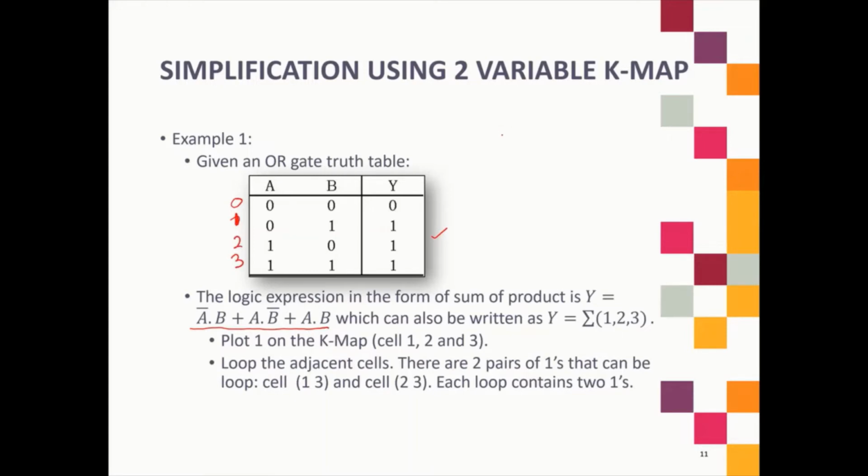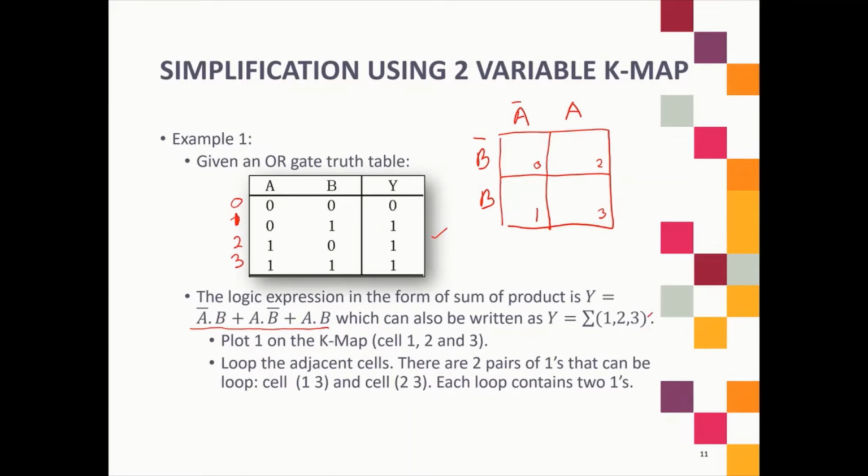Okay. So I draw the K-map here. Because this is a 2 variable K-map, you need to have 4 cells. And then you can put the numbers inside your K-map. So this is cell 0, this is cell 1, this is cell 2, and this is cell 3. So you need to plot 1 on the K-map, which is cell 1, 2 or 3.